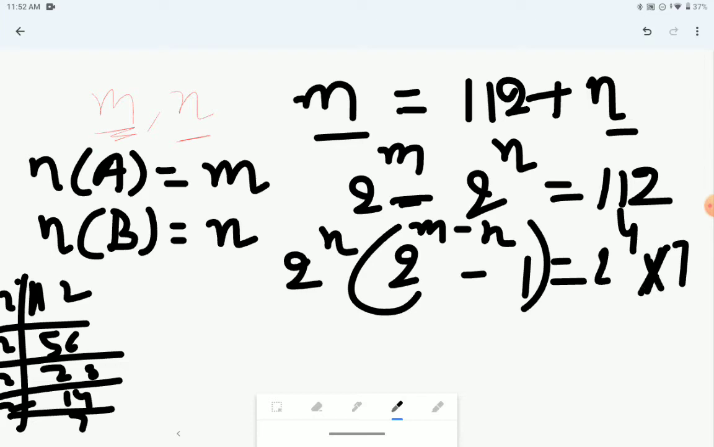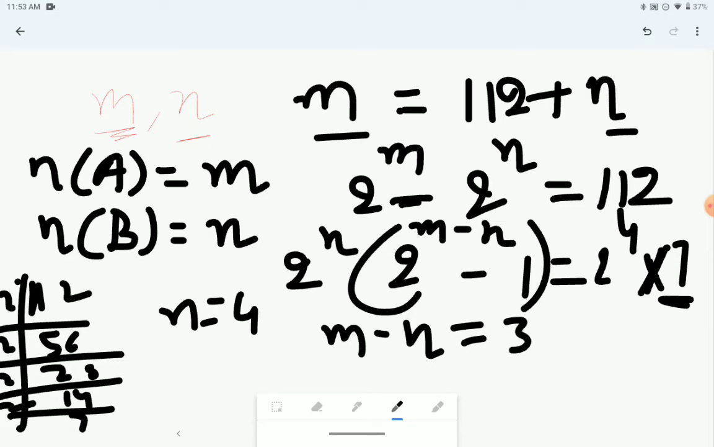Here we can equate 2 power n as 2 power 4, so n is becoming 4. Now m minus n, here we should be getting 2 power something minus 1 as 7. 2 power something means 2 power 3, 8 minus 1 will become 7, so m minus n should be 3. We also have the n value, so m will become 7, so we found out the m and n values.